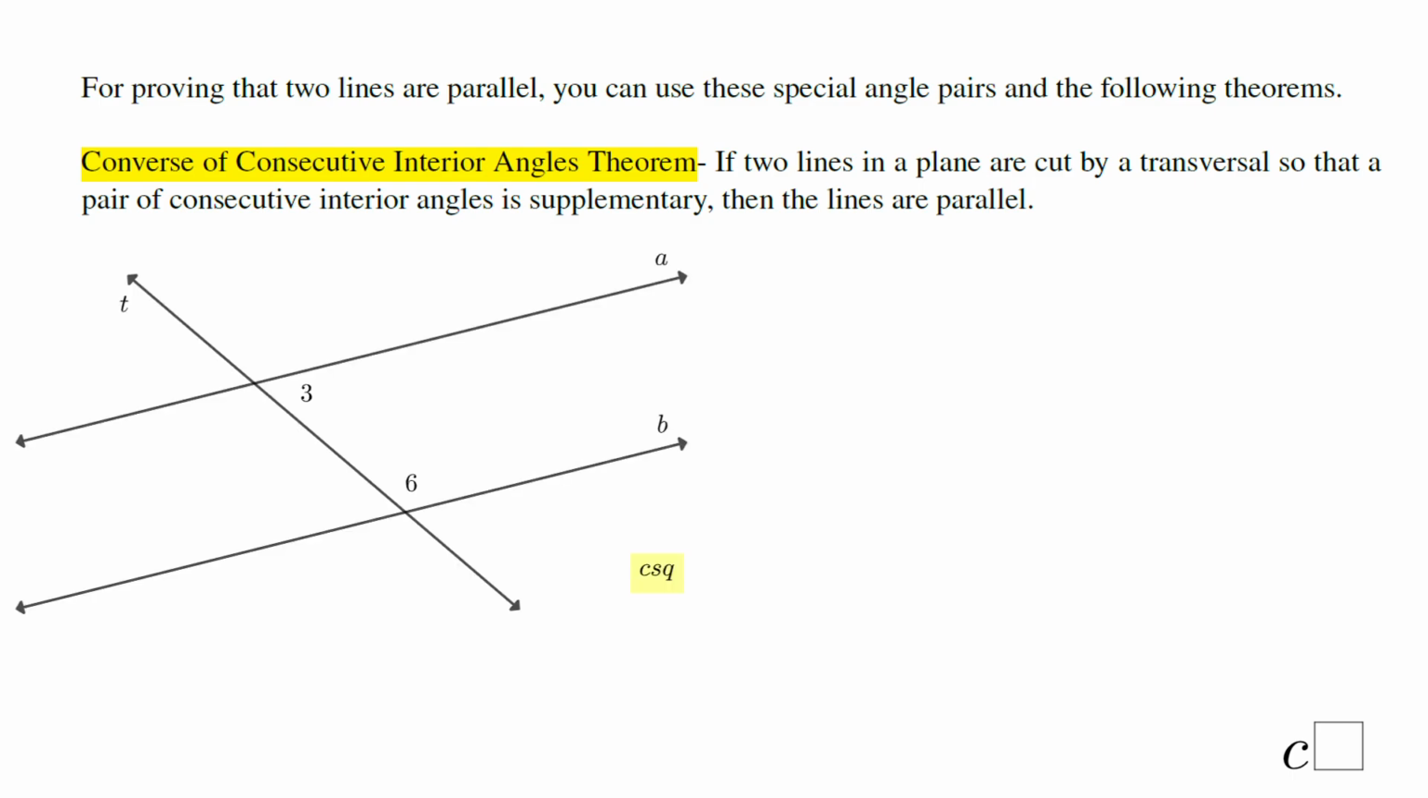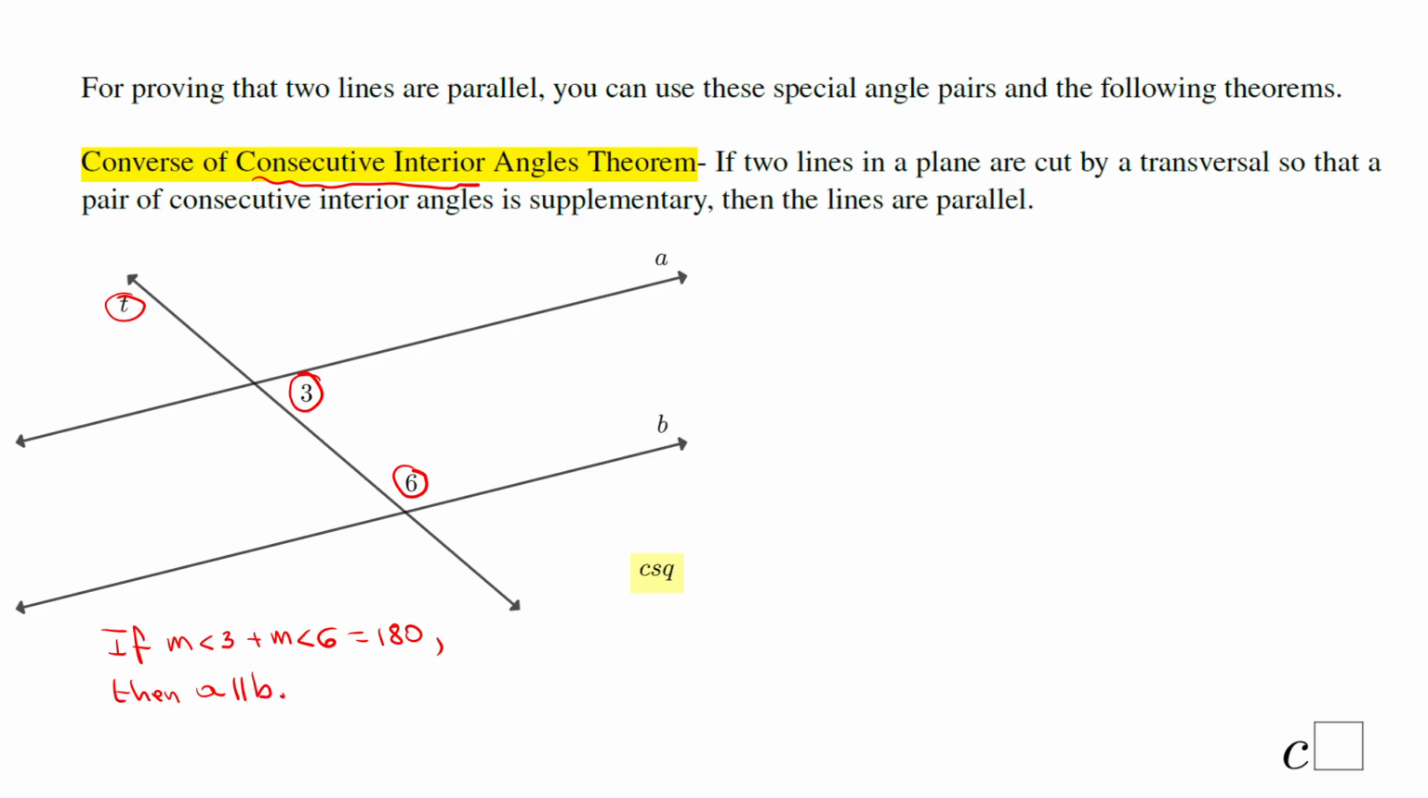So what do we mean here? If you notice, this angle 3 and this angle 6 are consecutive interior angles. They are on the same side of the transversal T and they are interior angles. If these two angles are supplementary, then the lines are parallel. So it sounds something like this. If the measure of angle 3 plus the measure of angle 6 equals 180, then line A is parallel to line B.